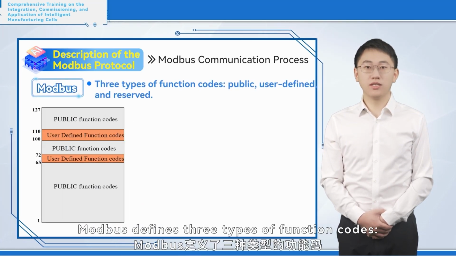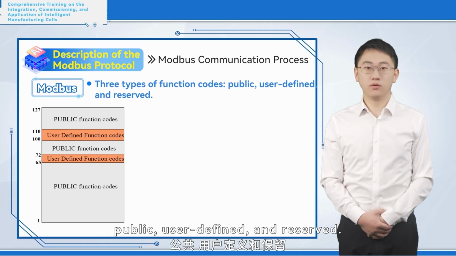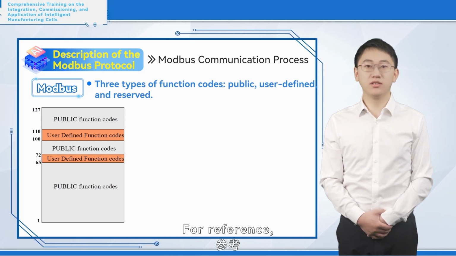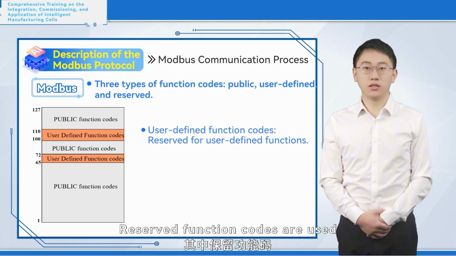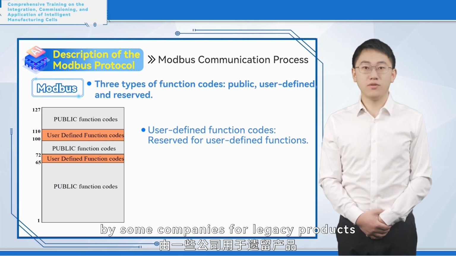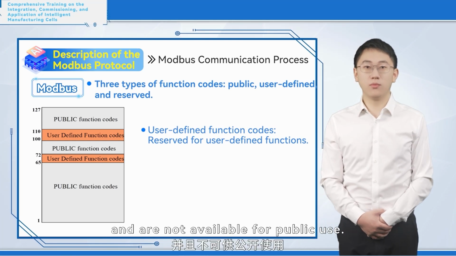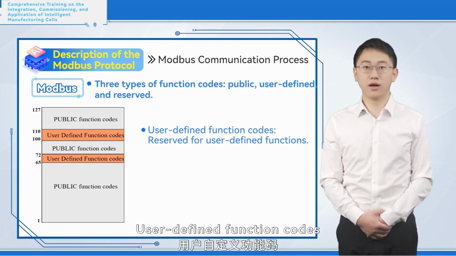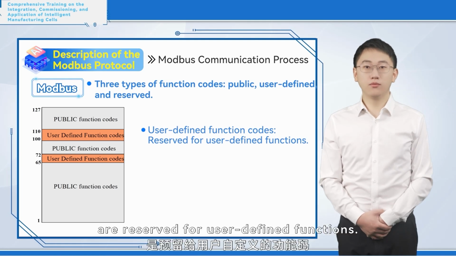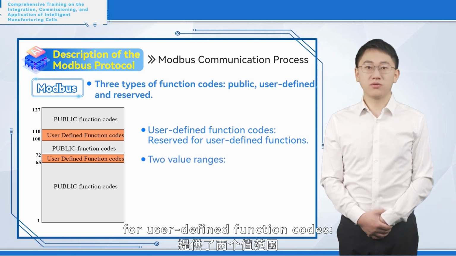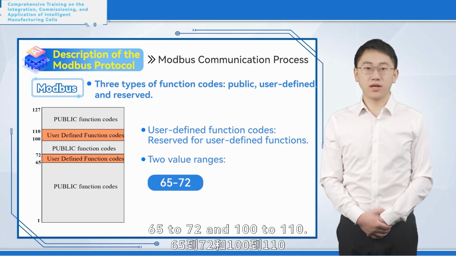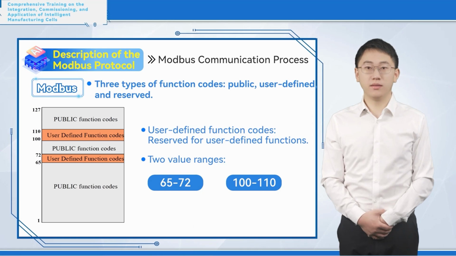Modbus defines 3 types of function codes: public, user-defined, and reserved. For reference, see the Modbus function code distribution. Reserved function codes are used by some companies for legacy products and are not available for public use. User-defined function codes are reserved for user-defined functions. Modbus provides 2 value ranges for user-defined function codes: 65 to 72 and 100 to 110.